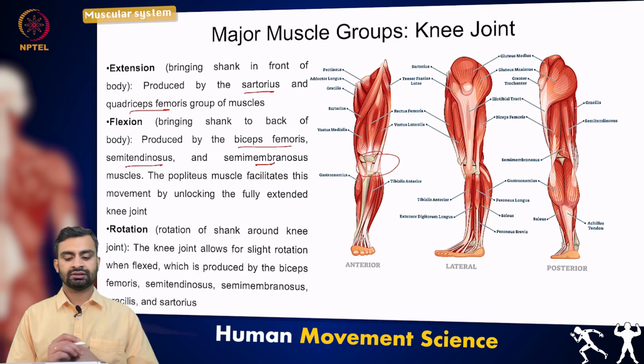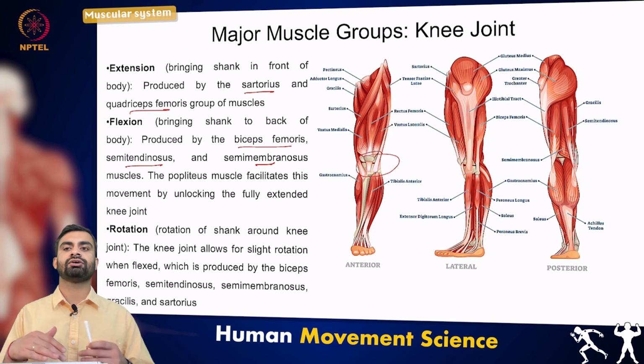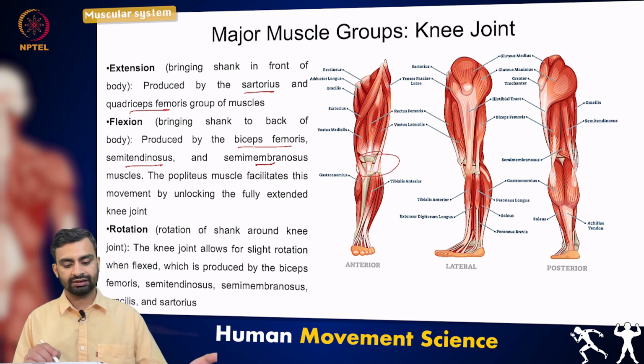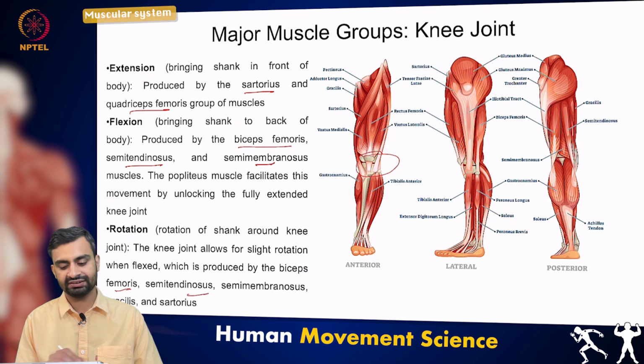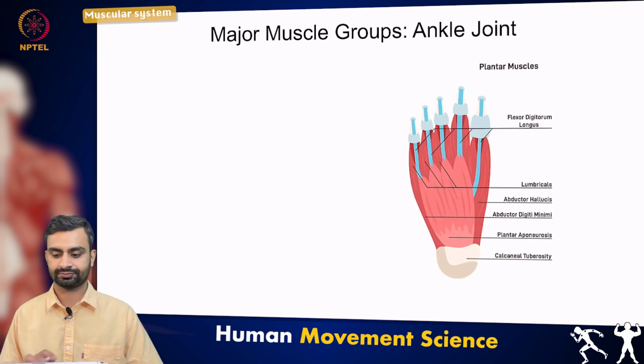Rotation is the rotation of the shank, or the lower leg, around the knee joint, and this slight rotation is possible when the knee is flexed. It is produced by biceps femoris, semitendinosus, semimembranosus, gracilis, and sartorius muscles.